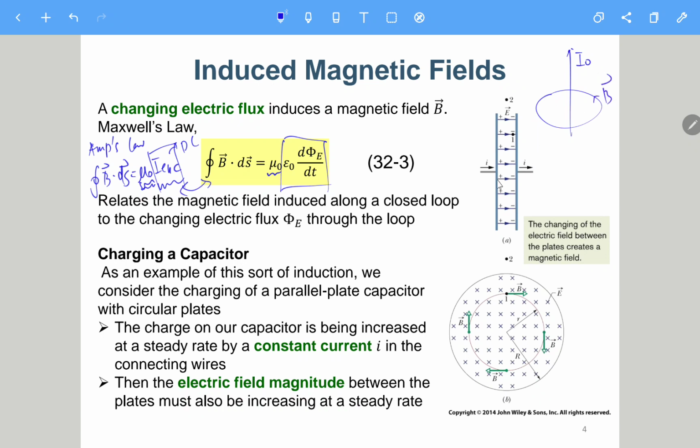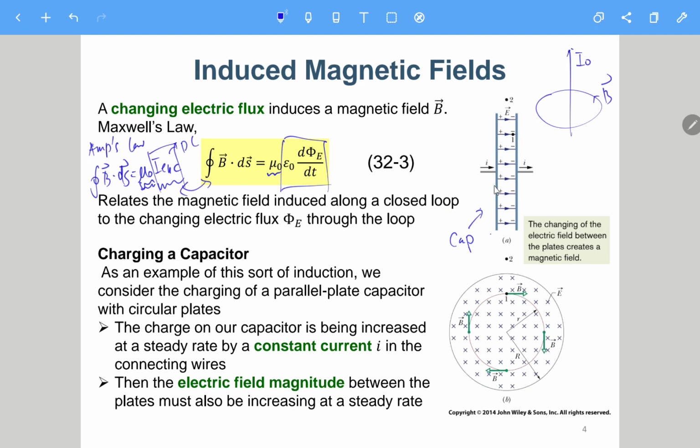Here, it is a little bit different. Suppose this is a capacitor, and this is a current I from left to right, charging this capacitor. So there should be the same current I going from left to right. So positive charge will be accumulated on the left plate, and negative charge will be accumulated on the right plate.